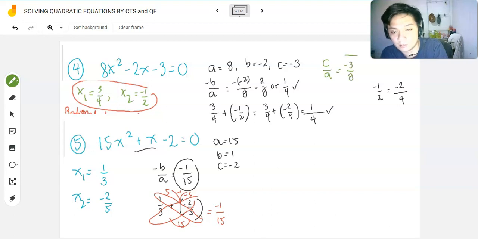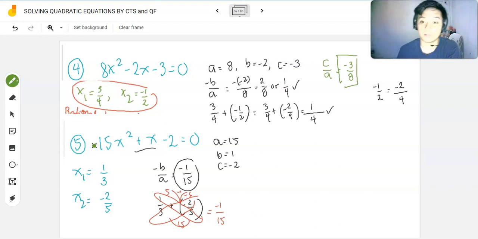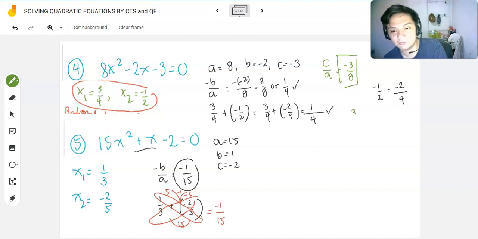So, ito yung kanyang simplest form na din kasi wala nang common factor ang 3 at saka 8 bukod sa 1. Do we get negative 3 over 8 if we multiply the roots? 3/4 times negative 1/2. So, numerator times numerator, negative 3 ang sagot. Denominator times denominator, positive 8. Yes, we get this.